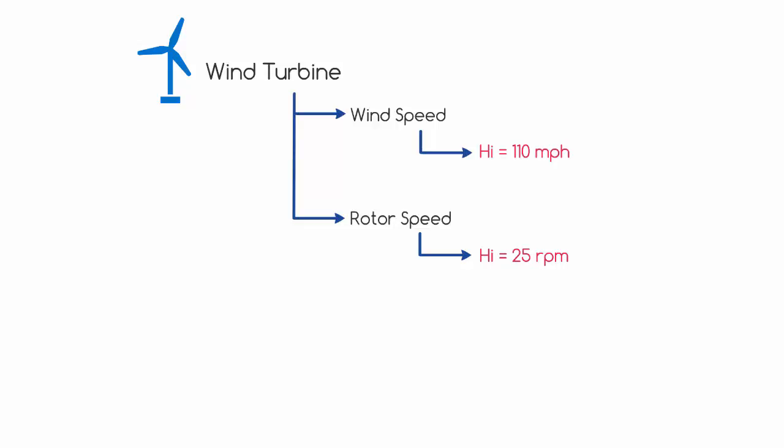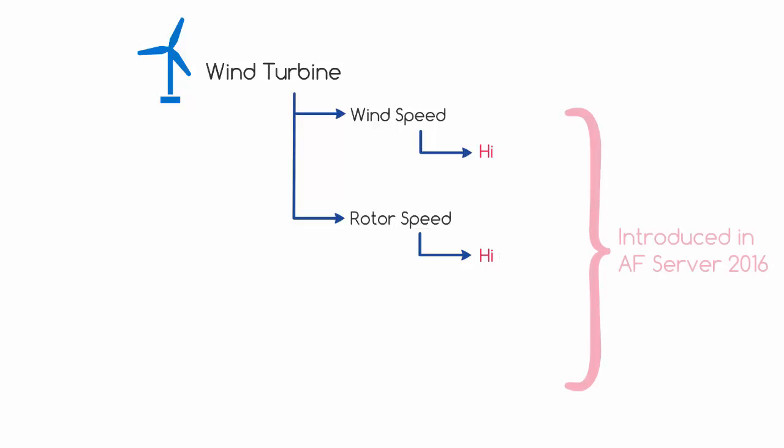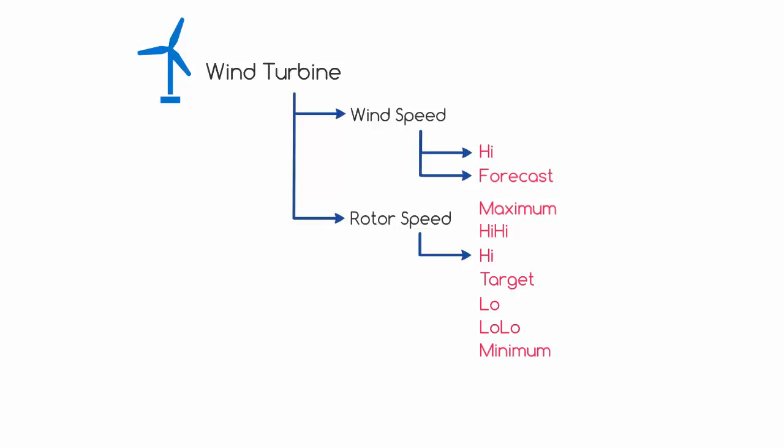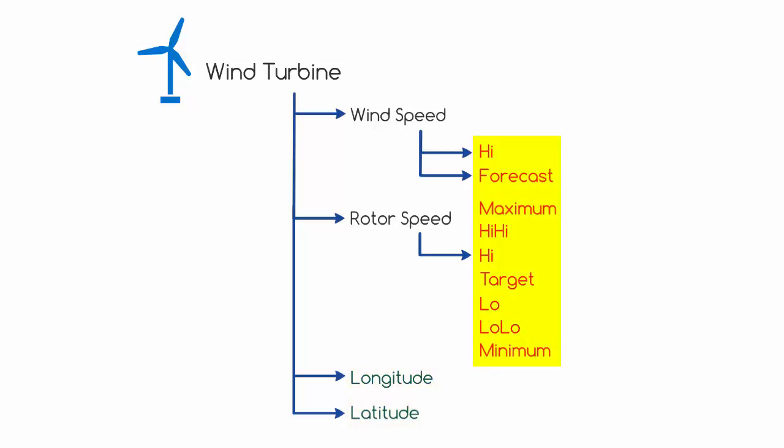The asset framework now includes an attribute trait that can be used to define high limits. Other attribute traits included in the current release include other limit conditions and forecasted values. Additionally, we will continue to add more attribute traits in future releases. For instance, location traits, such as longitude and latitude, are being added in the next release. As you can see here, an attribute trait might be found directly under an element or as a child attribute.